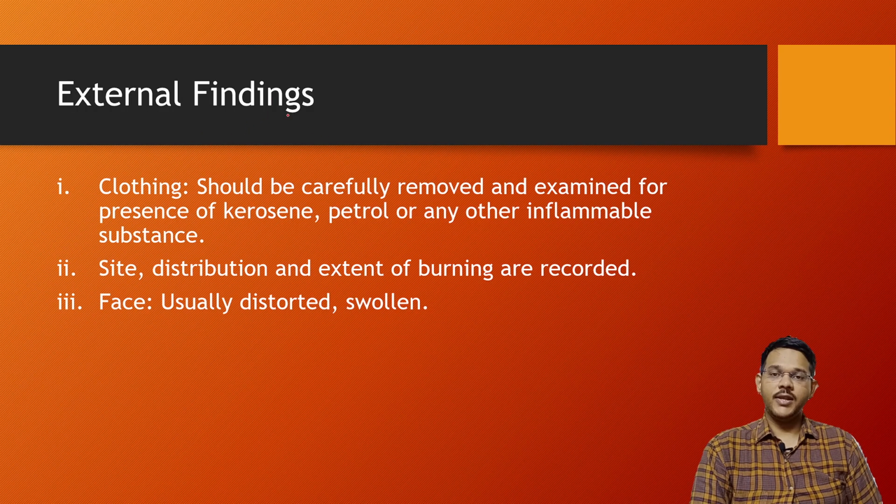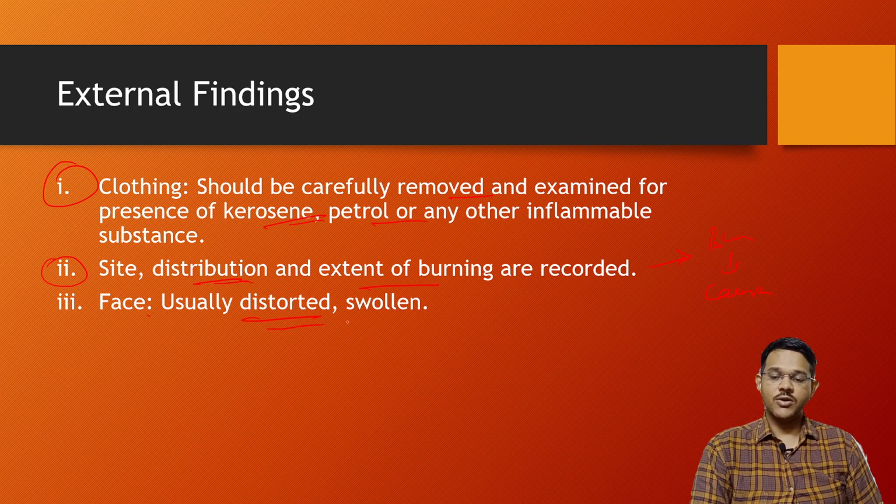Coming to external findings in burns, first the clothing. Clothes should be carefully removed and examined for the presence of kerosene or any inflammable substances like petrol. The site where the burns are present should be clearly seen. Their distribution and extent of burning should be recorded to estimate whether the burn is enough to cause death. Sometimes the person may have been killed and there may be just a little bit of burns, which may not be significant enough to cause death.